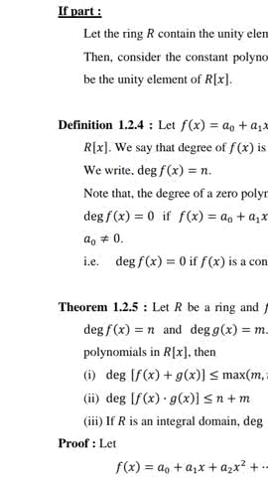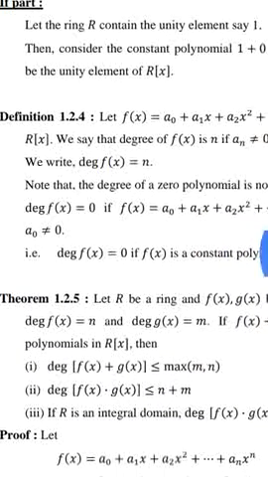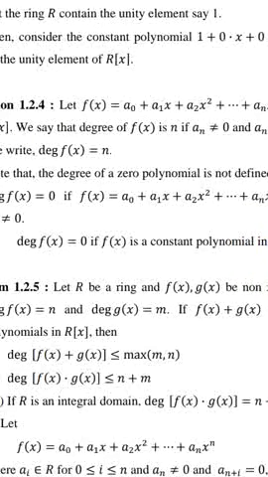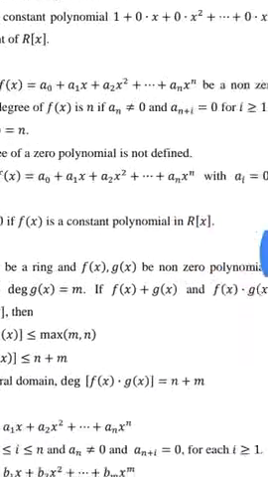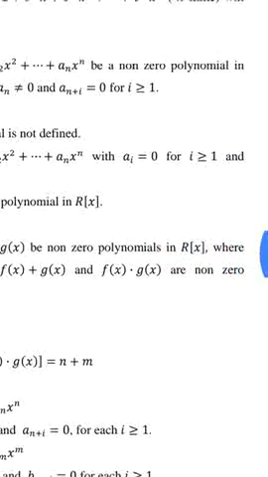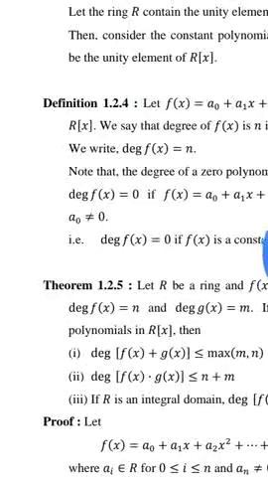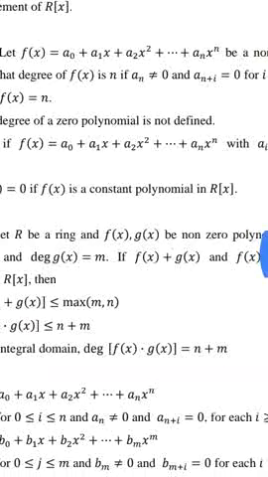Degree of f(x) is equal to 0 if f(x) = a0 + a1x + a2x² + ... + anxⁿ with ai = 0 for i greater than or equal to 1 and a0 not equal to 0. Therefore, degree of f(x) is 0 if f(x) is a constant polynomial in R[x].